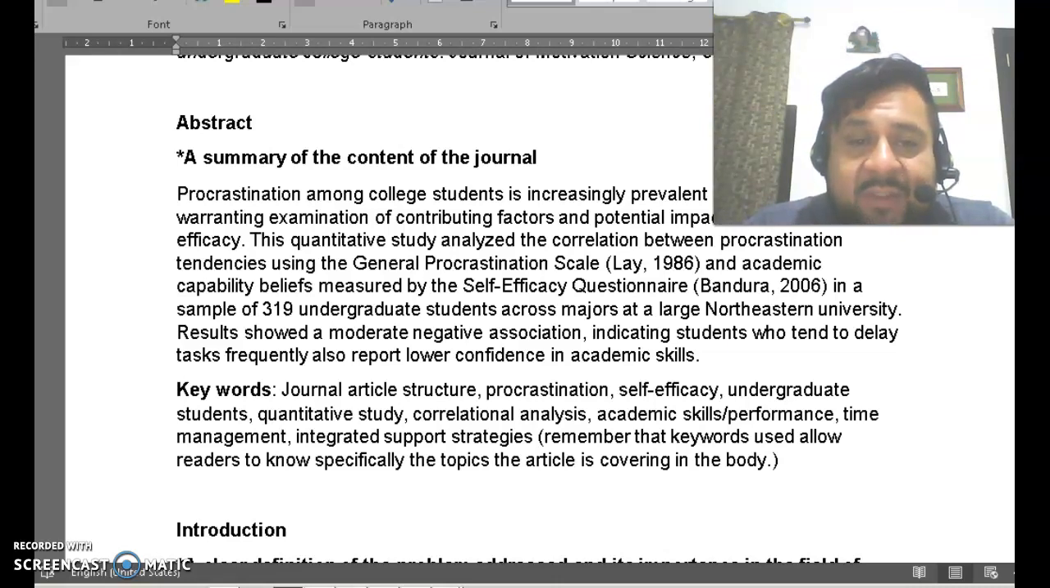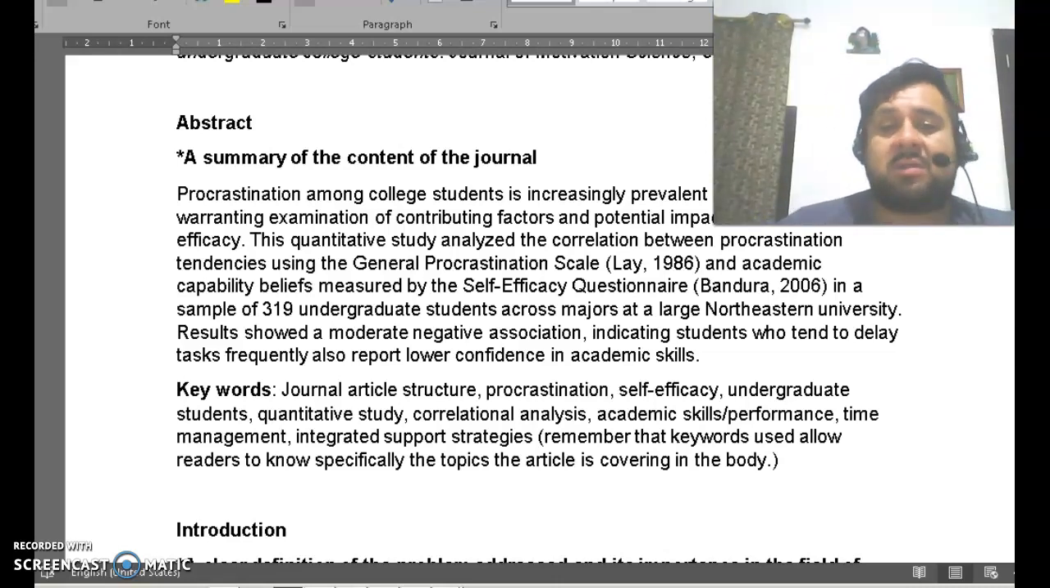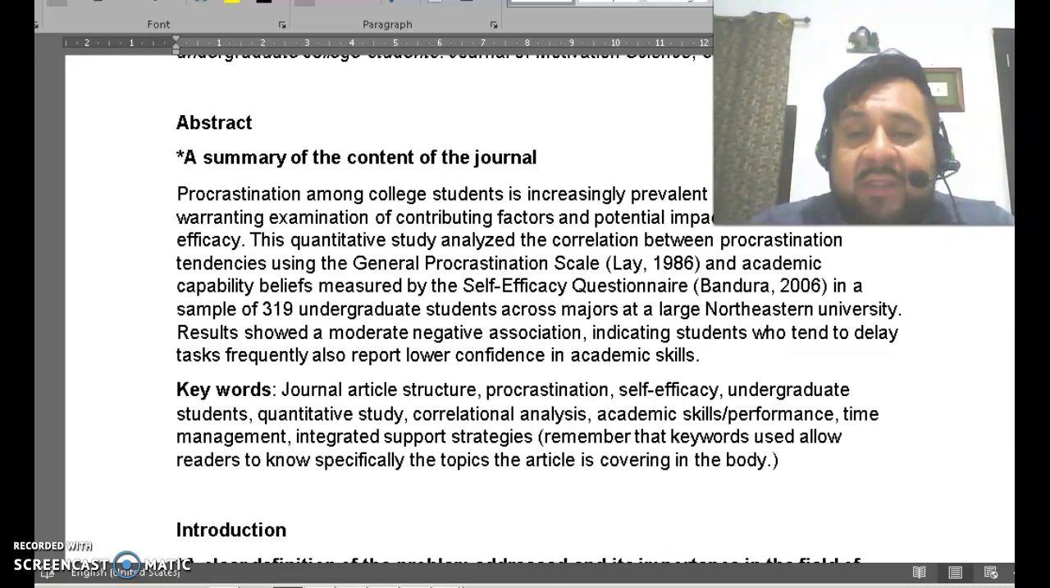This quantitative study analyzed the correlation between procrastination tendencies using the General Procrastination Scale, Lay 1986, and academic capability beliefs measured by the Self-Efficacy Questionnaire, Bandura 2006, in a sample of 319 graduate students across majors at a large Northeastern University. Results show a moderate negative association, indicating students who tend to delay tasks frequently also report lower confidence in academic skills.